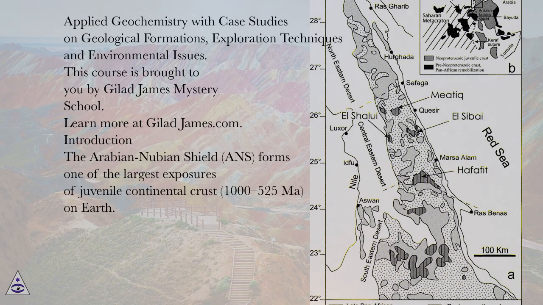Introduction. The Arabian-Nubian Shield, ANS, forms one of the largest exposures of juvenile continental crust, 1,000 to 525 Ma, on Earth.